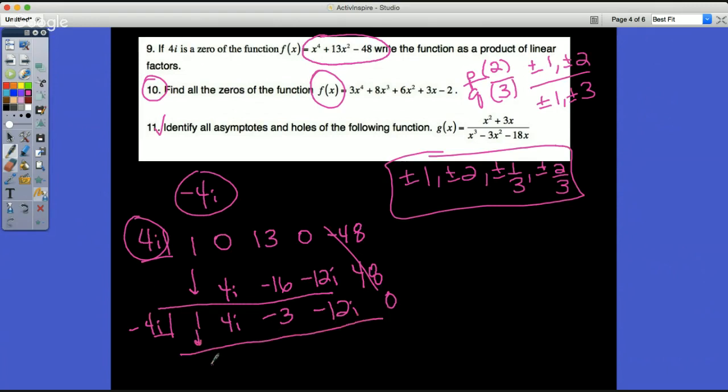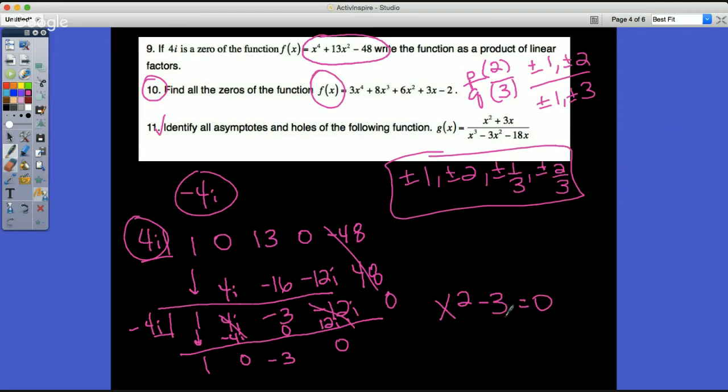So we bring down the first one. 1 times negative 4i is negative 4i. This is 0. Negative 3. Multiply, and you should get 12i, or a negative or positive 12i, which should be 0. So now I've got x squared minus 3. We can then set that equal to 0 and solve.